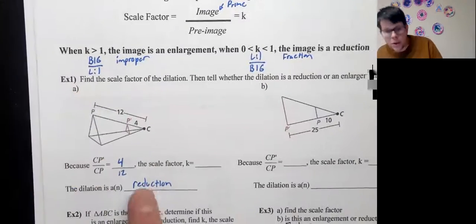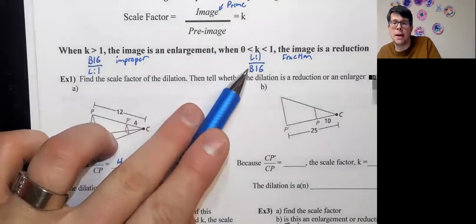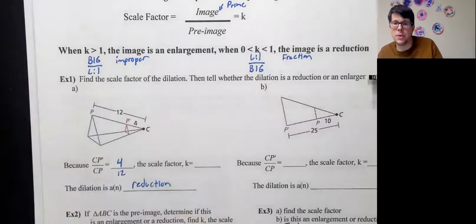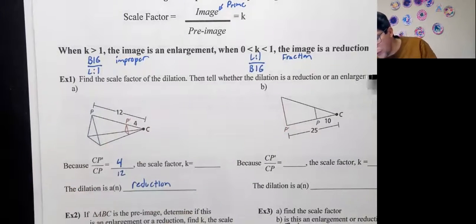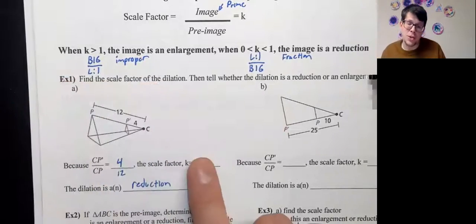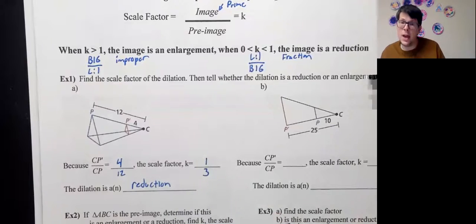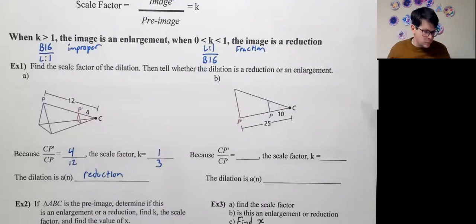This is why I like to know that it's a reduction. Because it's a reduction, I know my fraction should be small on top and big on bottom, and that's definitely the case here. So I know I didn't make any mistakes with my numbers. Okay, let's reduce it. 4 over 12 reduces down to 1/3. Once again, it's a reduction, so you should have a nice small fraction for your K value, and we do. Okay, your turn. See if you can try the next one on your own.